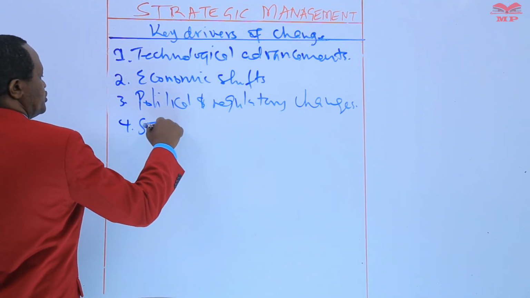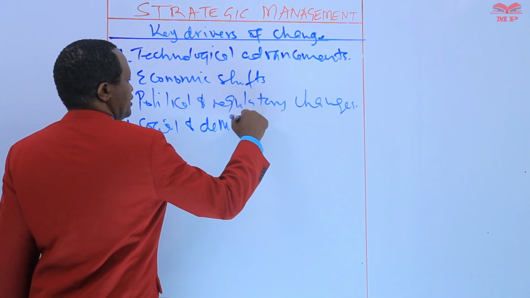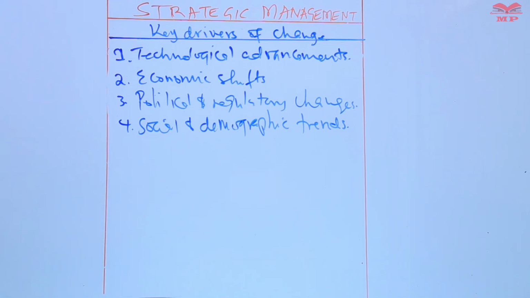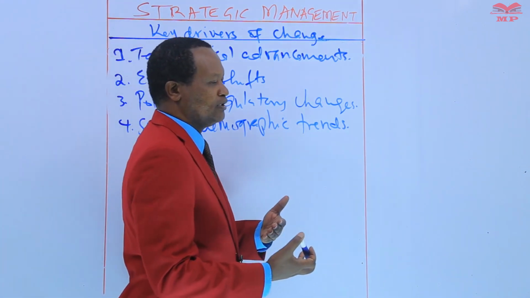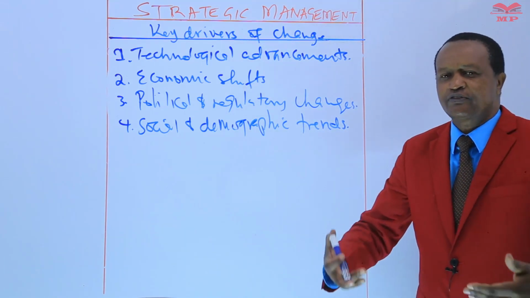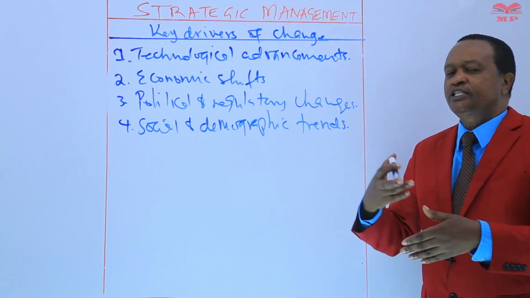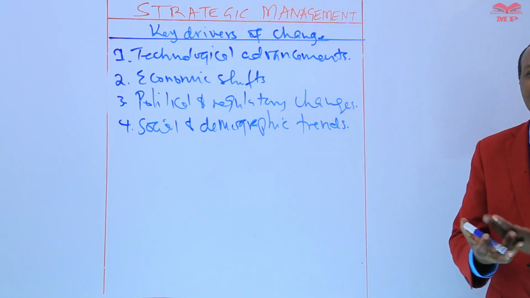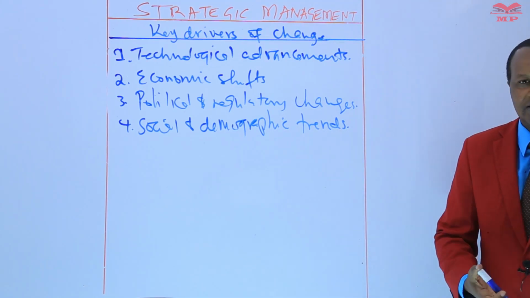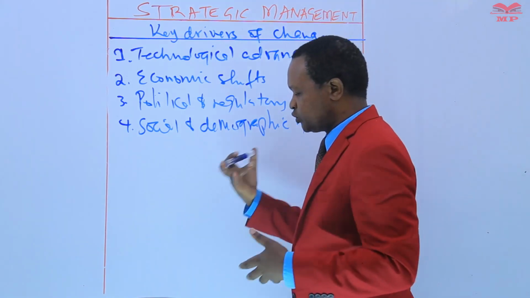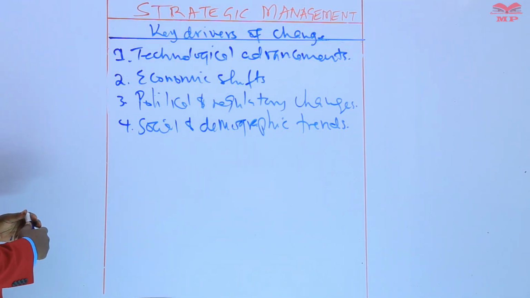Four, social and demographic trends. These are shifts in demographics, shifts in cultural values, shifts in cultural beliefs, shifts in consumer behaviors, shifts in lifestyle preferences. And all these can significantly impact demand for products and demand for services. Demographic trends include things like aging populations, increasing diversity, and growing environmental awareness, which are examples of social trends that businesses need to consider when developing strategy.